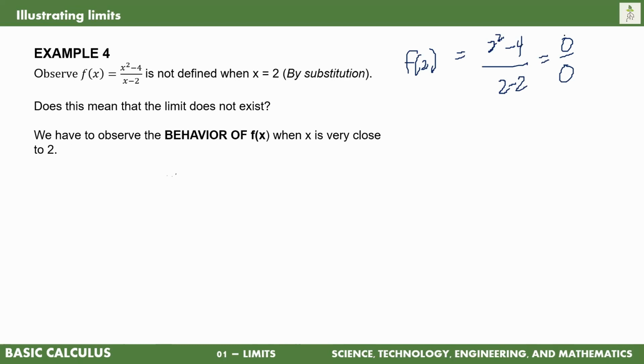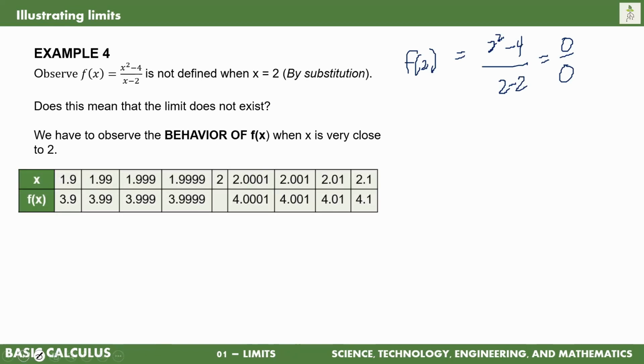Ibig sabihin ba nun, hindi na nag-exist yung limit? Hindi. Kasi, we have to observe the behavior of f of x when x is very close to 2. Ayan. So, gagamit ulit tayo ng table of values. Pero dito medyo naka-horizontal version na. Ito yung 2, habang pinapalapit mo yung value sa 2, mula dun sa left papunta sa right, so 1.9, 1.99, pag pinlug in mo yun dun sa function, ang makukuha mo ay 3.9, 3.99, 3.999, and so on.